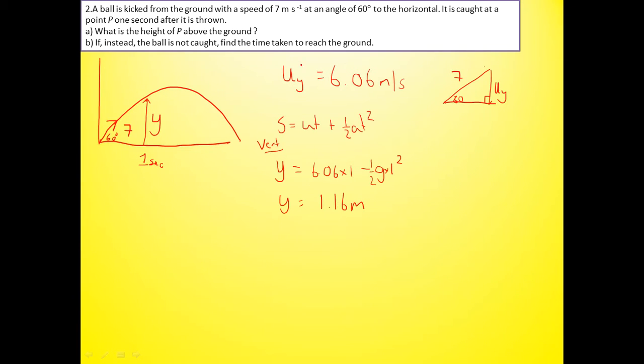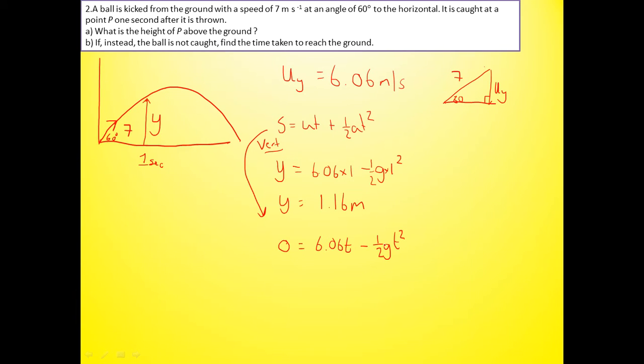If instead the ball is not caught, find the time taken to reach the ground. So we're now trying to work out the time to reach the ground. Now, when it reaches the ground, if it starts here at 0, we're basically looking for s to equal 0. So we can take the same equation, but this time we're going to say that our displacement is 0. So 0 equals 6.06 t minus half g t squared. So we've now got an equation that we can solve.